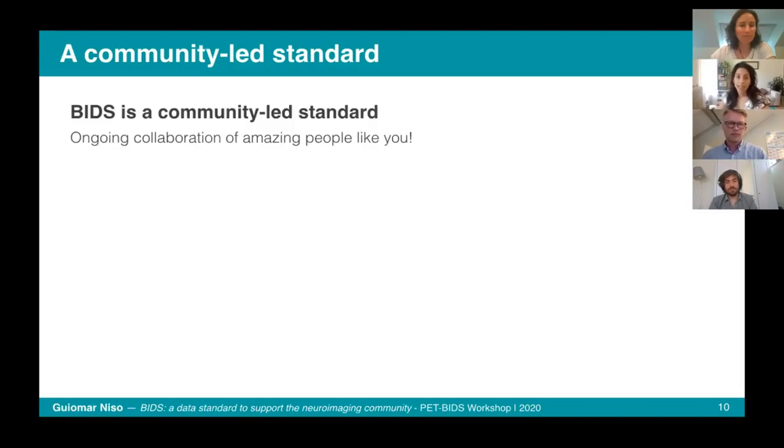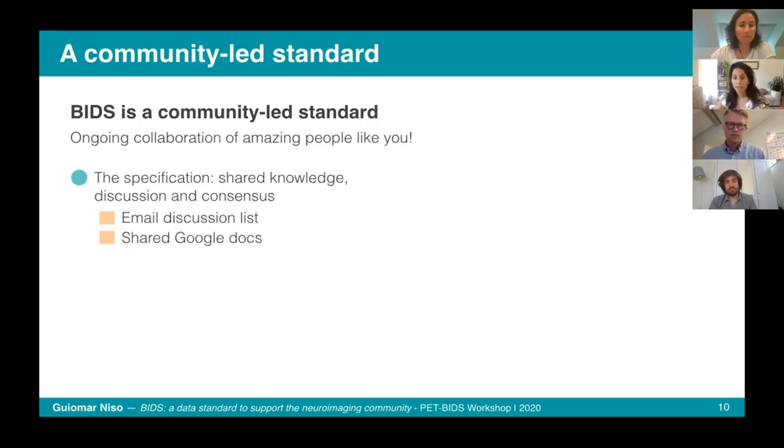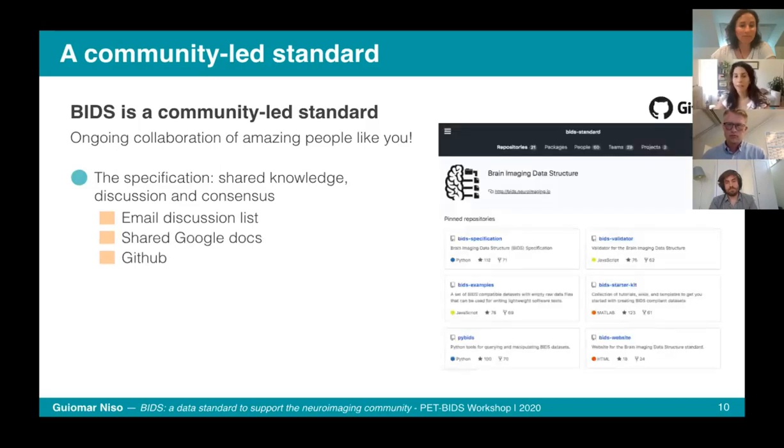BIDS is a community-led standard that is the result of ongoing collaboration of amazing people. That could be any of you. And the specification is created after sharing knowledge and decisions and consensus through the email discussion list, through shared Google Docs, and through GitHub. We have a GitHub account where you can contribute to the project, and there's a really big community behind it.